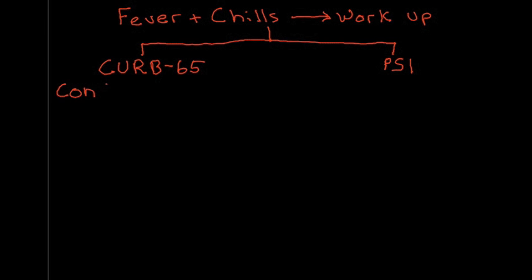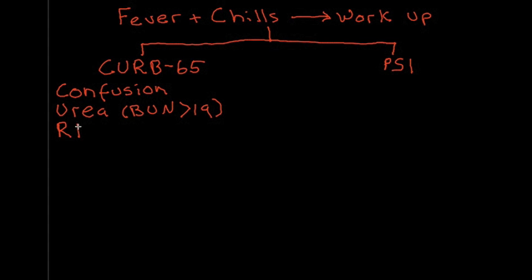So C stands for confusion. Is there a change in mental status, person, place, or time, or a mini mental status exam less than 9? The second aspect is urea, so a BUN greater than 19. R stands for the respiratory rate, and here we're talking about a person who's short of breath, so they're going to have a respiratory rate over 30.